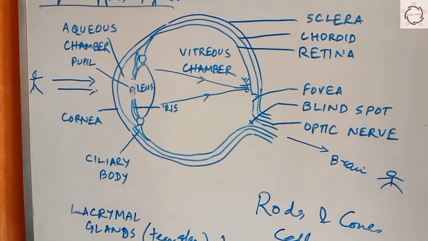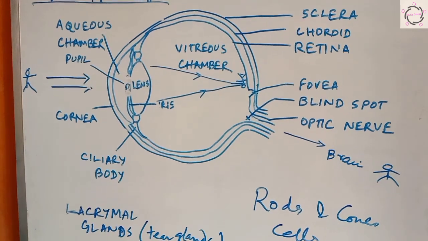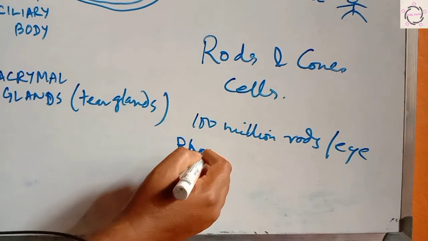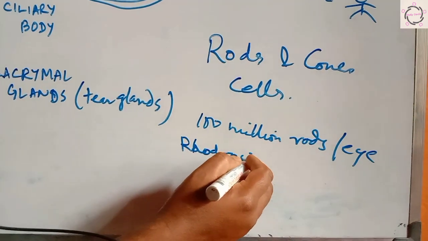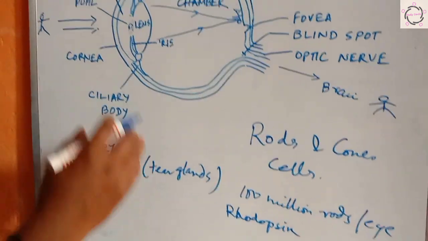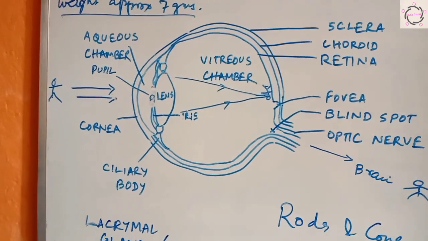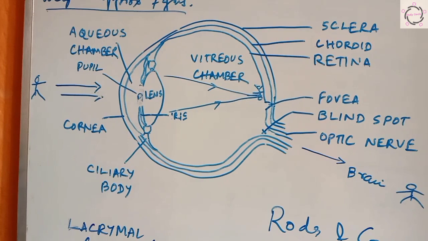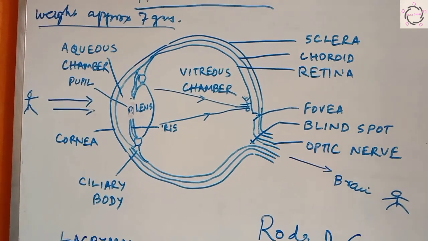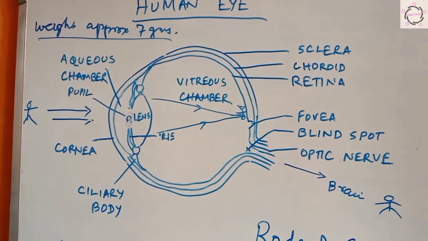The rods contain a purplish red protein called rhodopsin or visual purple. Rhodopsin. This helps in to visualize any object in a dim light. Now cones are sensitive to color. So we see many colorful objects. So this is due to the cone cells.